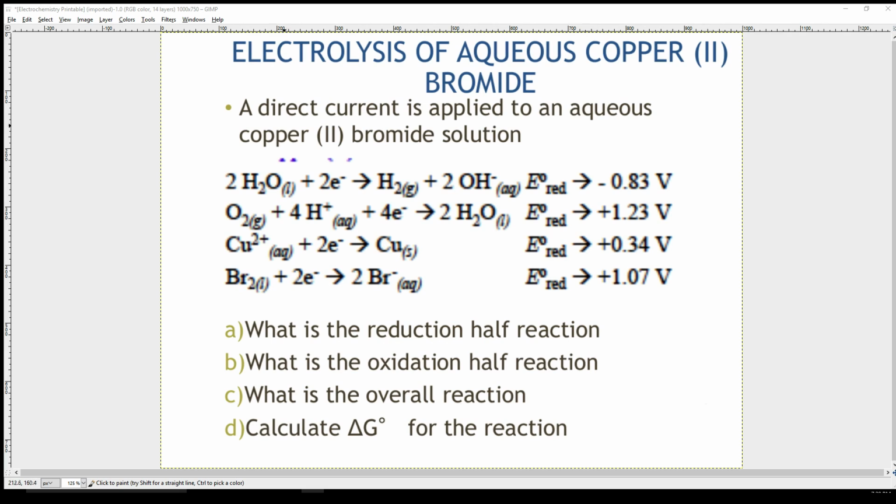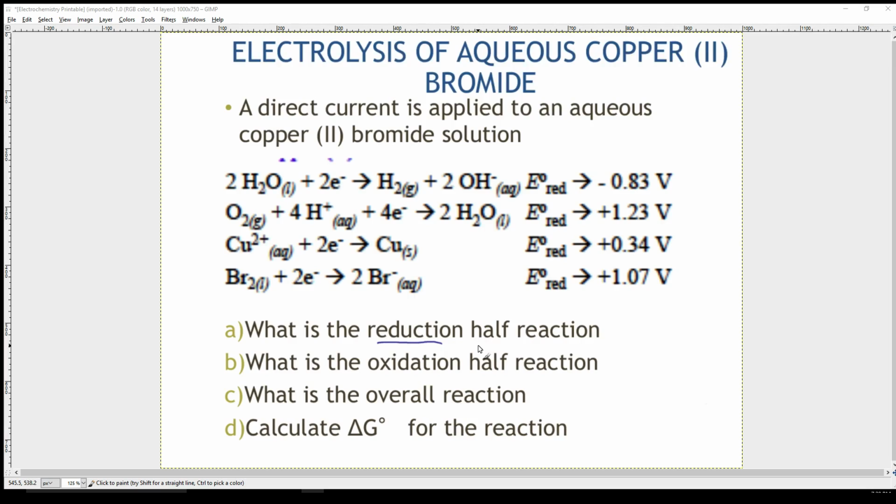All right, now what if we have the electrolysis of aqueous copper 2 bromide? Let's practice problem. A direct current is applied to an aqueous copper 2 bromide solution. Here are a bunch of equations. First we have to figure out the reduction half reaction, then the oxidation half reaction, then the overall reaction and delta G. Don't panic, you'll be fine. So, for reduction, what are our options?